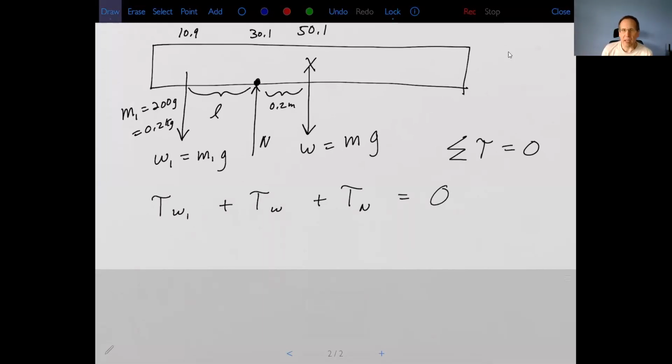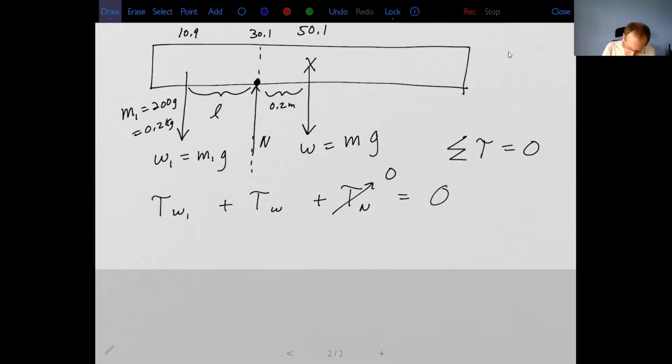Now, can I eliminate any of these torques right off the bat? Well, if you think about it, remember torque is force times moment arm. The normal force passes right through the axis of rotation. It's going right through where we're considering our axis of rotation to be. Therefore, its moment arm is 0. So the torque due to the normal force is going to be 0 because there is no moment arm there, okay? So we just have a torque due to W1 and a torque due to the weight of the meter stick. So what's the torque due to W1?